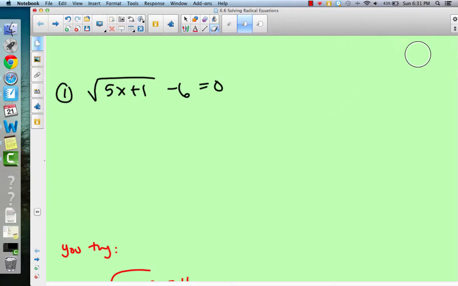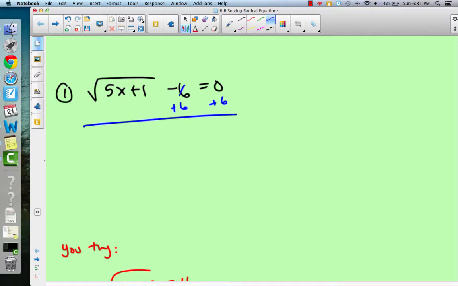It says we've got the square root of 5x plus 1 minus 6 equals 0. Just like if you were solving a simple linear equation, you're going to want to get x by itself. So to do that, you have to make sure you move everything over to the other side and then start solving for x. So the very first thing I'm going to do here is add 6 to both sides. Okay, and then I'm going to be left with the square root of 5x plus 1 equals 6.